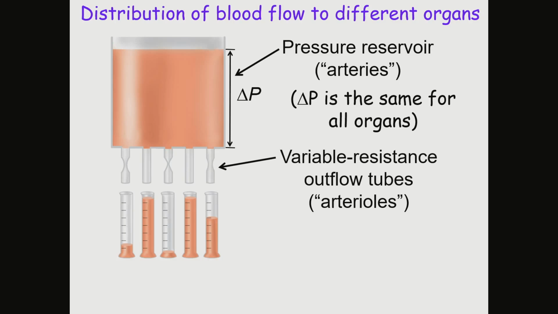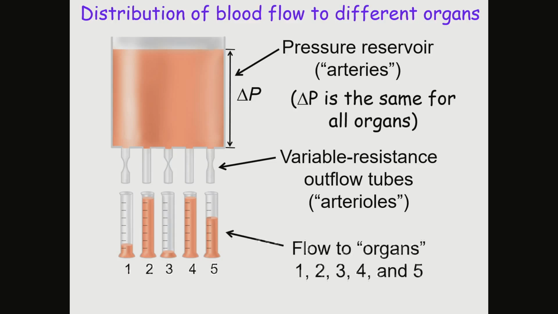But then we have our arterioles, which are our variable resistance outflow tubes. So you can see that these ones are all constricted, this one is not. And hence, this is the flow to, say, these 5 organs. Since this one is constricted, it has less flow. This one's dilated, it has greater flow. Okay, and remember that flow is delta P over R. Since delta P is the same, the resistance is different, and hence the flow is different.